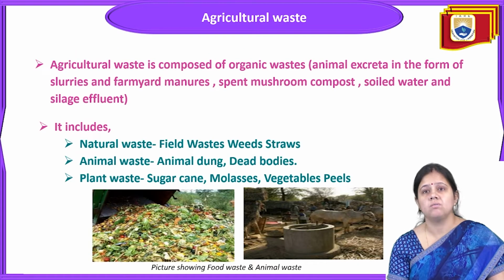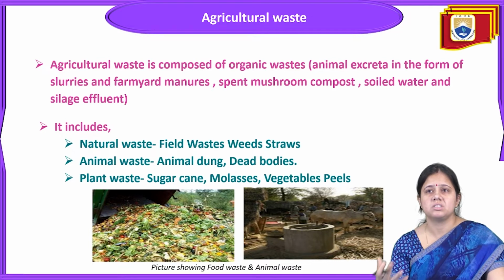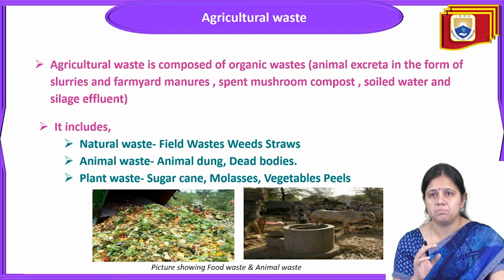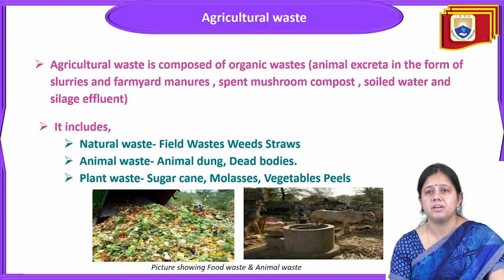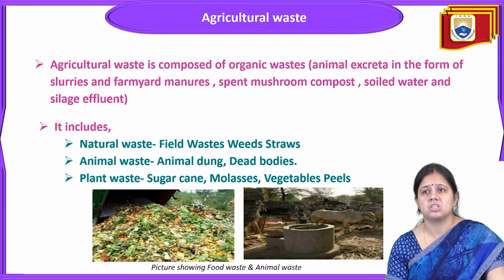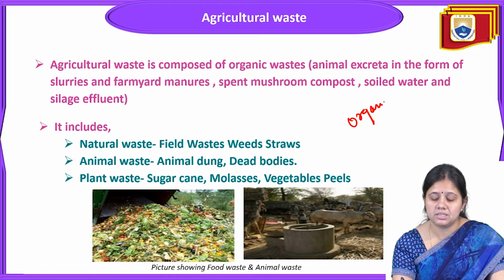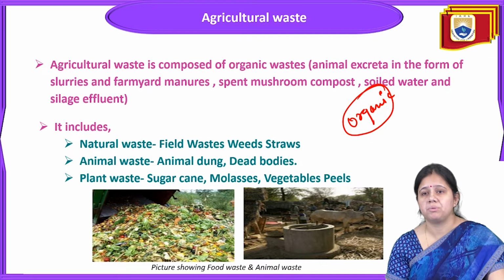Now we come to the next thing: what is the nature of this agriculture waste? Why are we talking about it? The characteristics, features and nature of agriculture waste. It is mainly composed of organic waste, like animal excreta in the form of slurries, farmyard manure, spent mushroom compost, soil, water and silage effluent. So basically the term that comes with this nature is that it is organic in nature. All waste produced by agriculture activity is organic in nature, and we divide it into different categories.